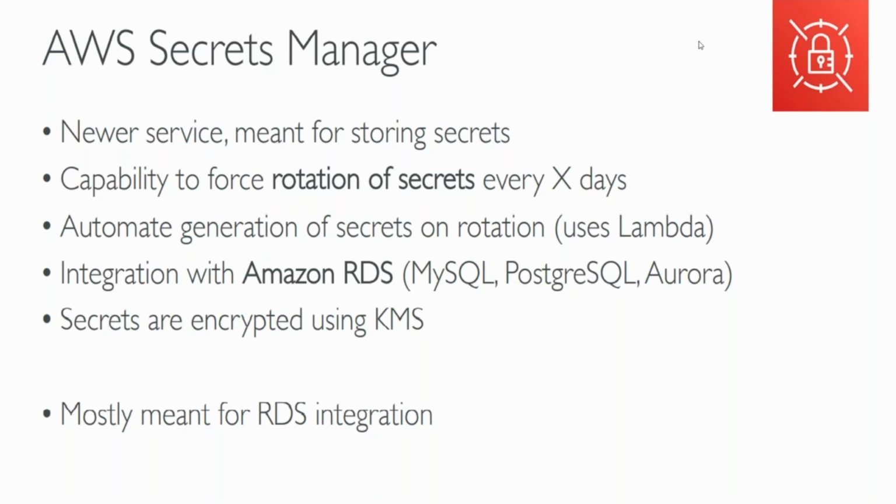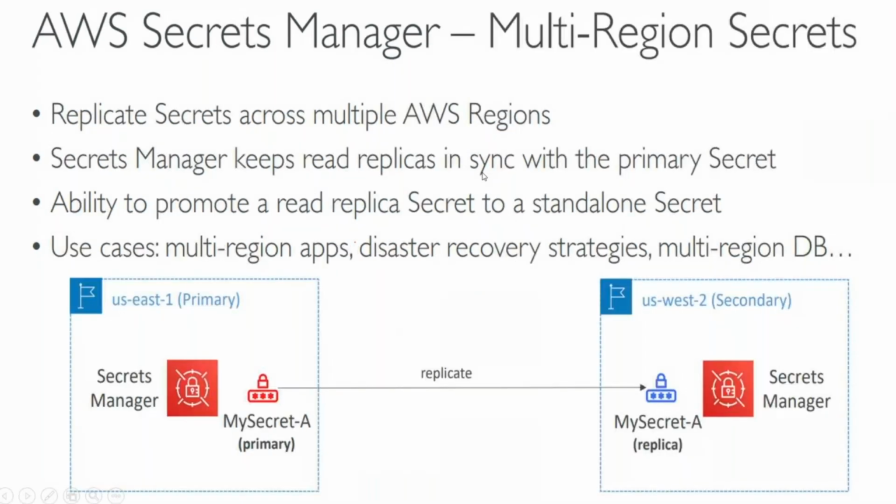Then, team, we have multi-region as well for this purpose. Let me show you how multi-region works. In this way, I'm having multi-region secrets. What I'm going to do is replicate my secrets across multiple AWS regions. So if I replicate my secrets over multiple regions, what will happen?